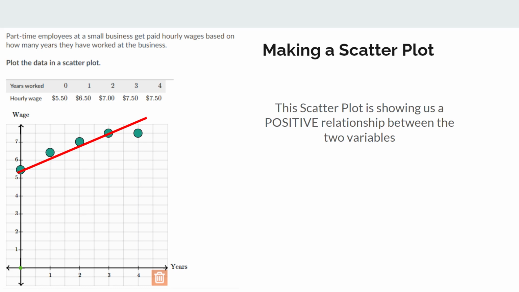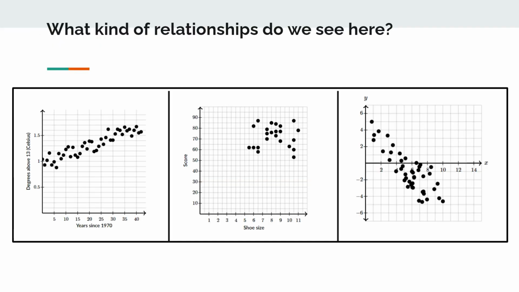So this one, since our line is going upward, this would be a positive relationship, right? Because it is increasing. The more years you work, the independent variable, the more money you can earn, i.e. the dependent variable.